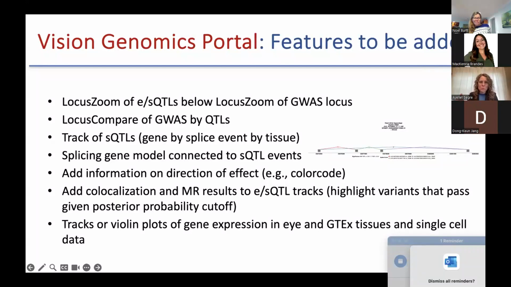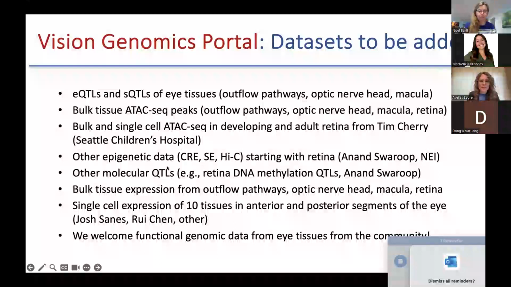And then also, I haven't shown you, but below the eQTL, we're working on adding tracks of additional epigenetic data, such as the ATAC-seq data that we're building for the various glaucoma relevant tissues. And here's summarizing the various data sets that we're planning on adding. Starting with existing data, we'll be adding both bulk and single cell ATAC-seq in the developing and adult retina from our collaborator Tim Cherry from Seattle Children's Hospital, and eventually also other epigenetic data such as cis-regulatory elements, super enhancers, and Hi-C in retina from Anand Swaroop's lab.